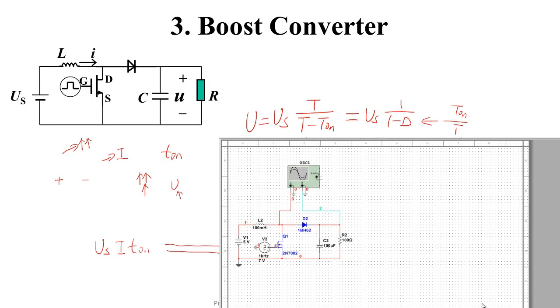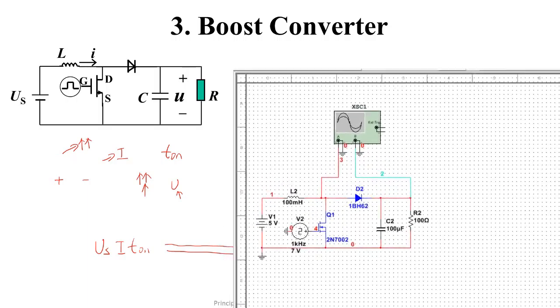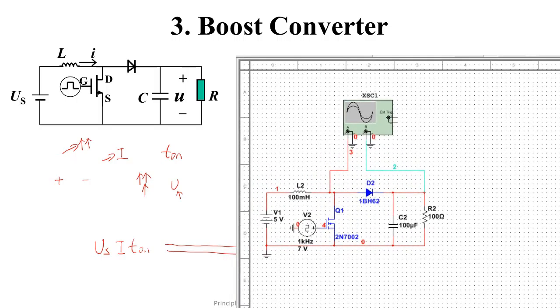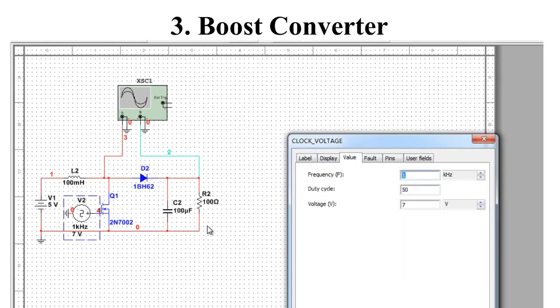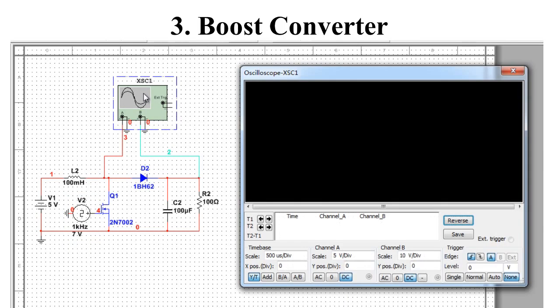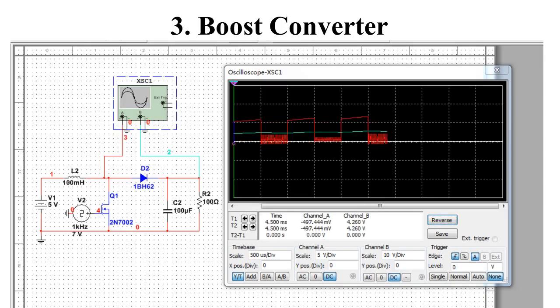Next, we use a simulation to verify the derivation. Please check the circuit on the screen. That is the circuit of the boost converter in the previous theoretical analysis. Channel A of the scope is the voltage between D and S of the MOSFET. Channel B of the scope is the voltage of the load. We now have a look at the duty cycle. Here's 50%. We simulate. You see?